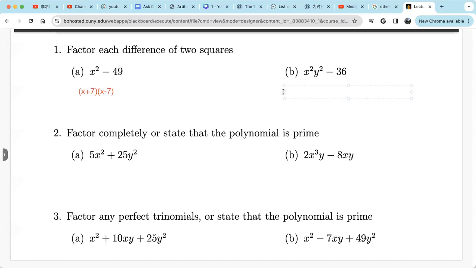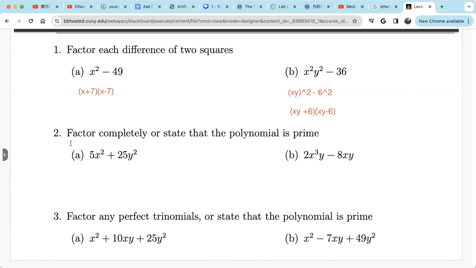So for B, we can write it as xy squared minus 6 squared, right? Like a squared minus b squared. Then we can factor it as xy plus 6 and xy minus 6. So the formula is a squared minus b squared equals a plus b times a minus b.